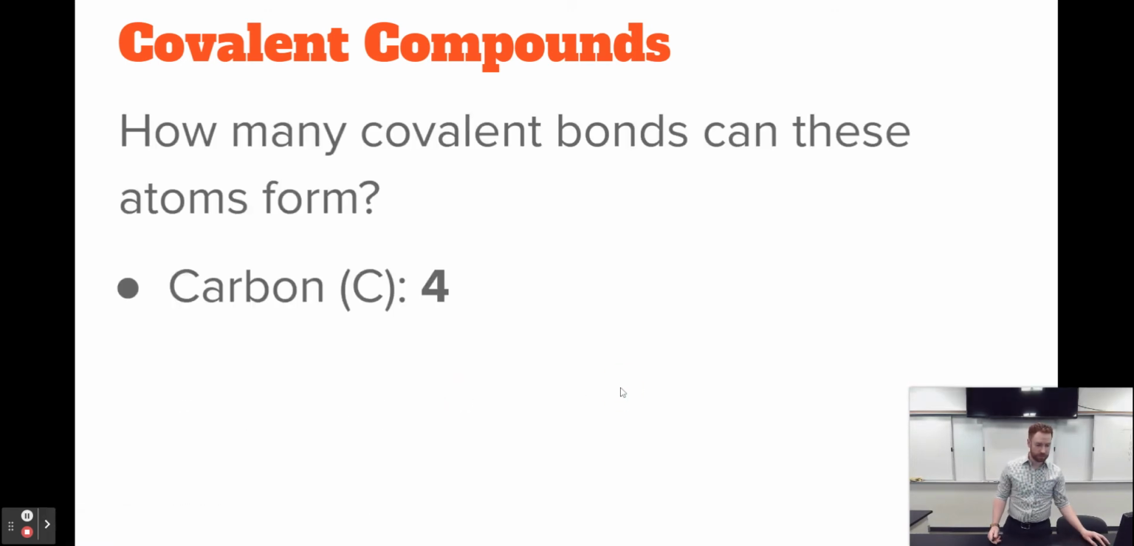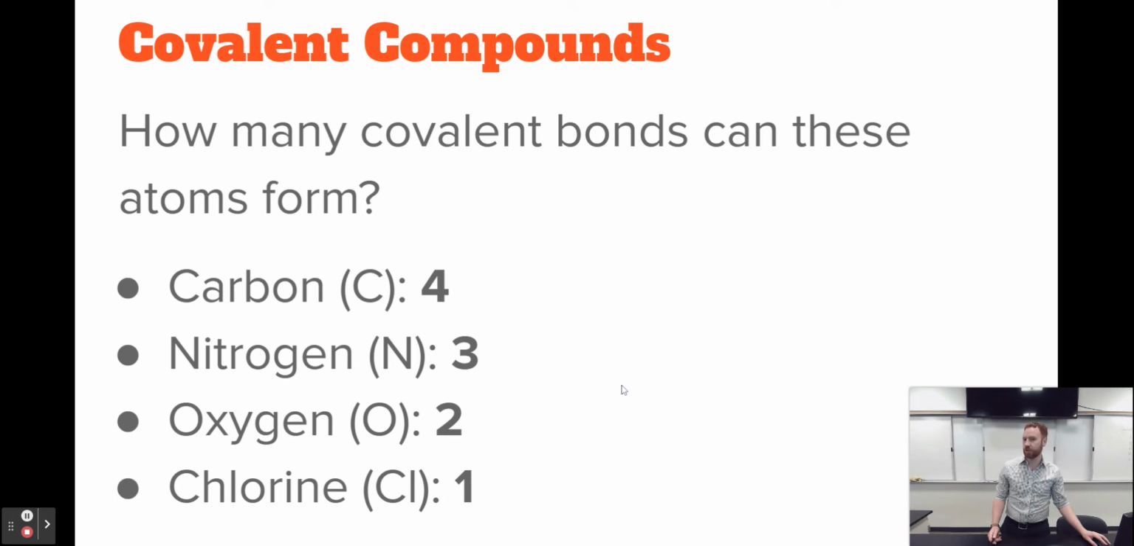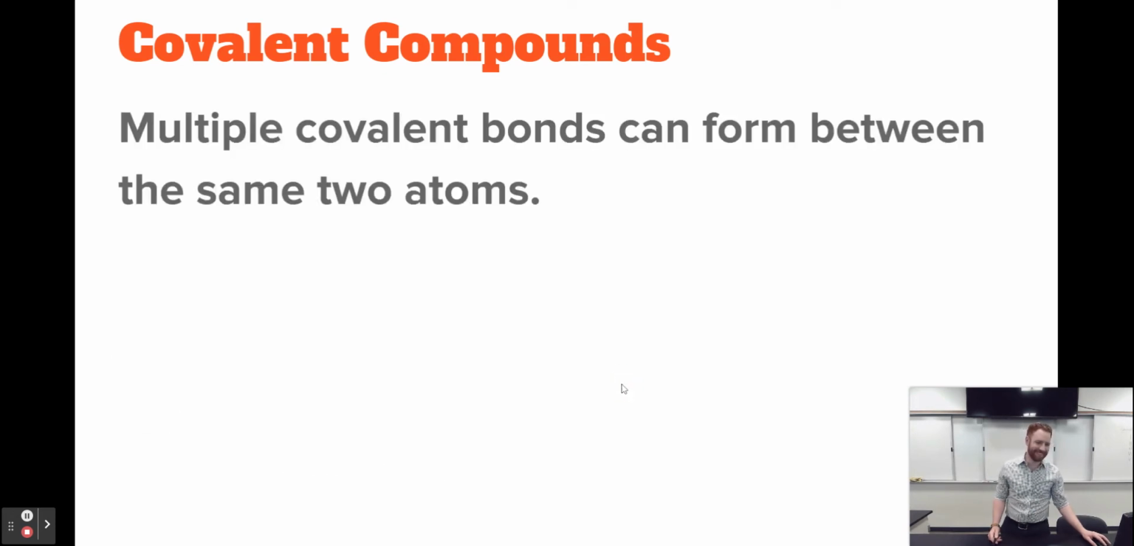Now, here's the interesting thing about covalent bonds. Oh, I guess I could have just shown you this slide, huh? Here's the interesting thing about covalent bonds. Multiple covalent bonds can form between the same 2 atoms.